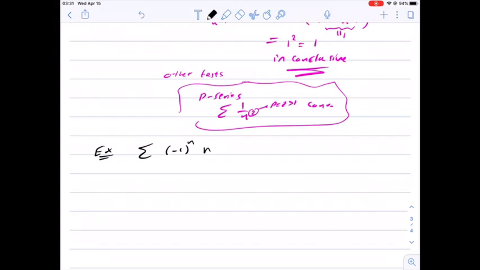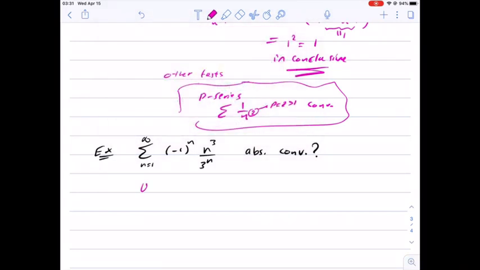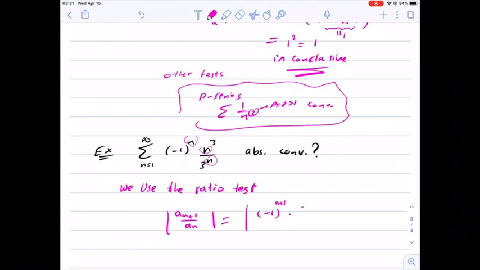Now let's take another example. The series (-1)^n times n cubed over 3^n, from 1 to infinity. Is this absolutely convergent? So let's apply this test. We're going to use the ratio test. So we need to find the ratio a_(n+1) over a_n and then take the absolute value of that ratio.